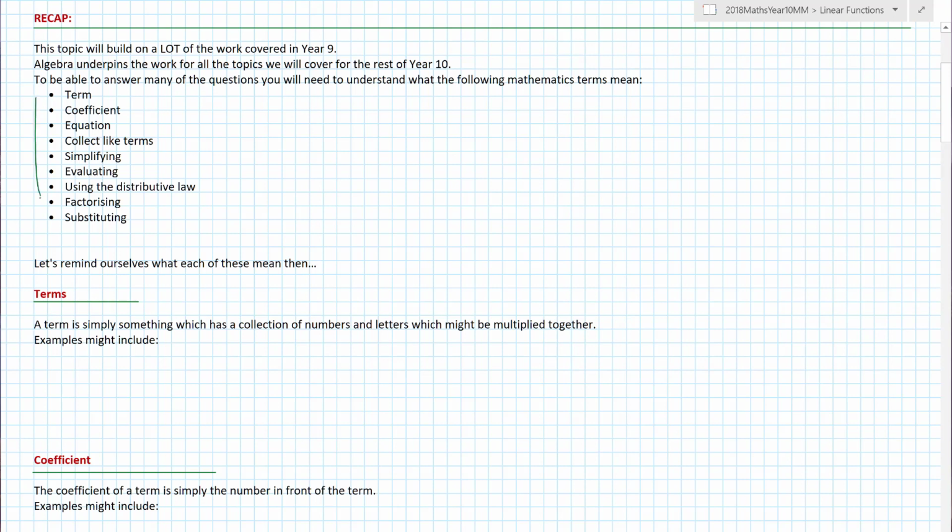So as we can see here, we are looking at the terms, no pun intended, of term, coefficient, equation. You need to be able to know what collecting like terms is. What about the difference between simplifying and evaluating? The distributive law. Now, I don't know about you, but I tend not to teach specifically the distributive law. I don't think I've ever used that word in my classroom, so that might confuse people if a question ever says, use the distributive law. And then there's this factorizing and substituting malarkey, which we will come on to a little bit later on. So this lesson, if you already know it, skip ahead to the next one. If you're absolutely positive you know this stuff, brilliant, move on.